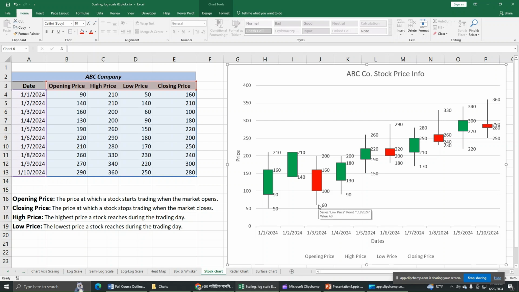So this is how we can create a stock chart in Excel, and we can explain this chart. That's all for today.